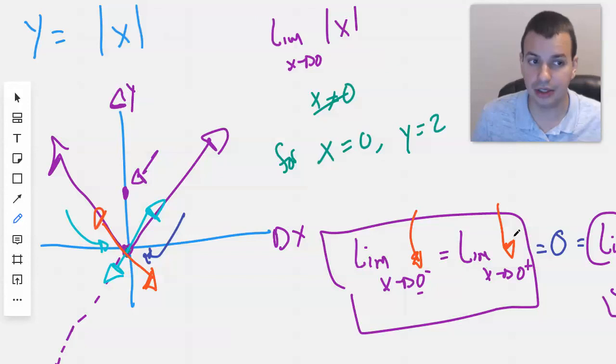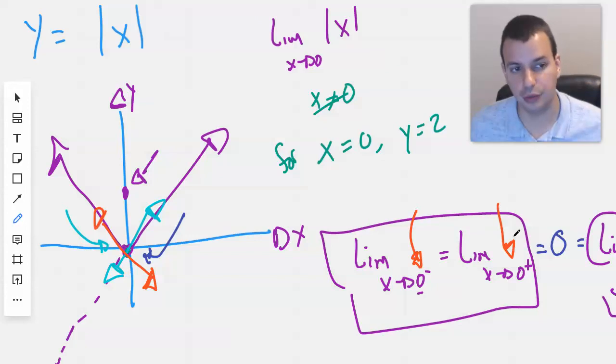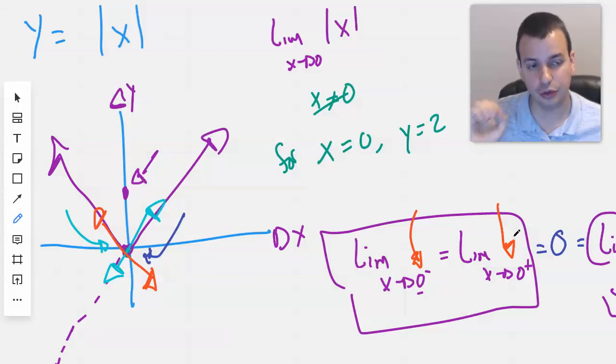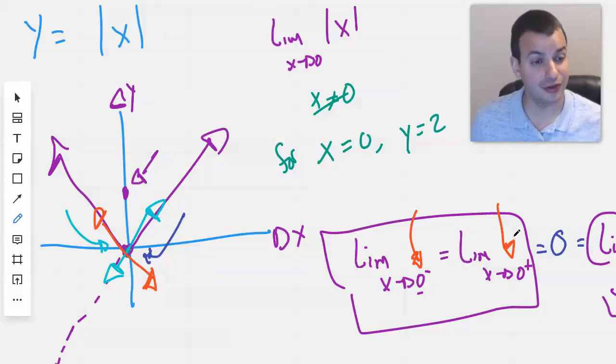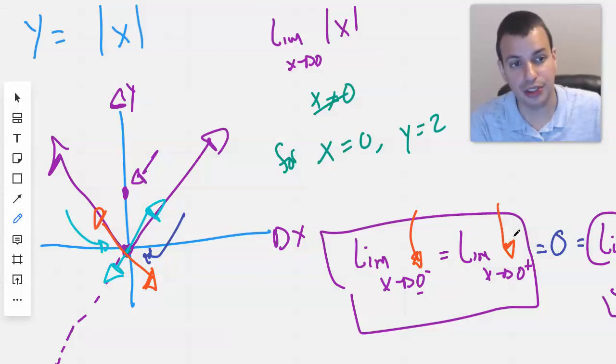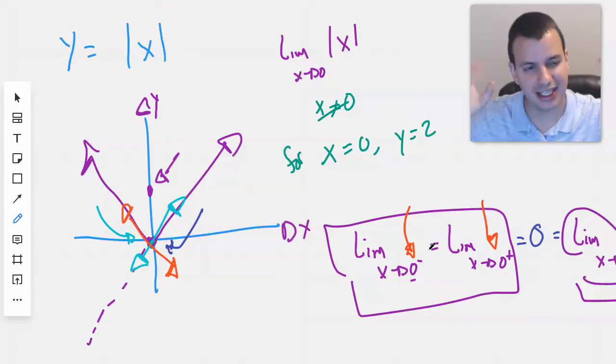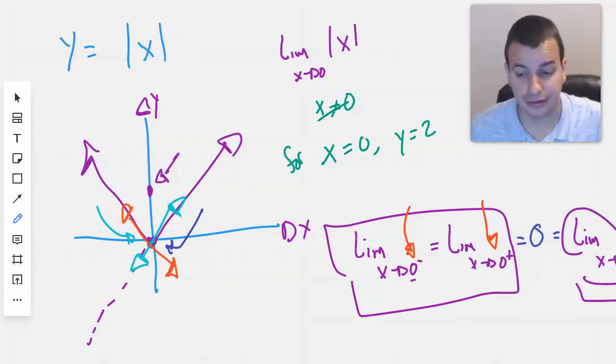So the limit here would exist, but the derivative would not exist. Another way of saying it is, this equation is not differentiable, i.e. the derivative does not exist, at x equals 0. So that's the idea. That's one of some of the key takeaways from this graph.